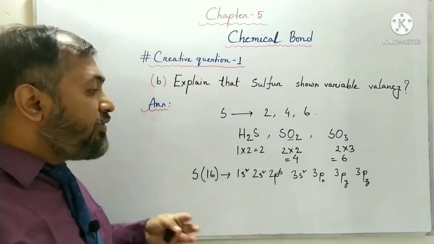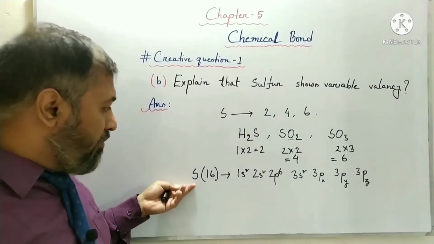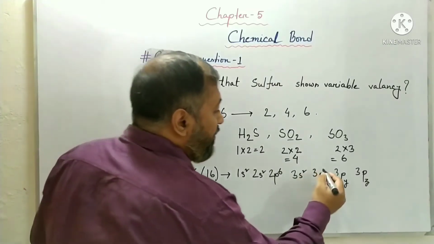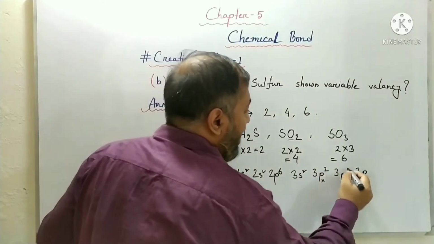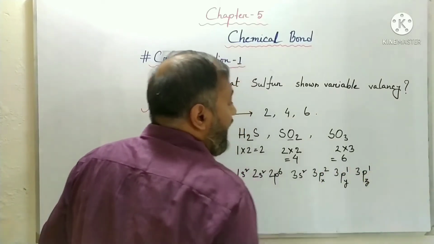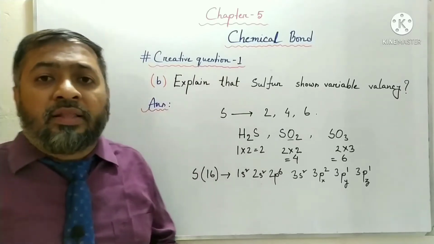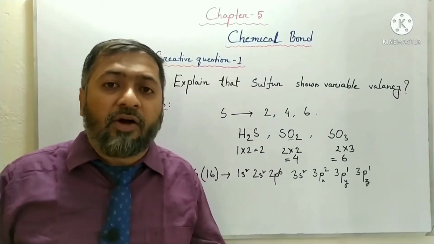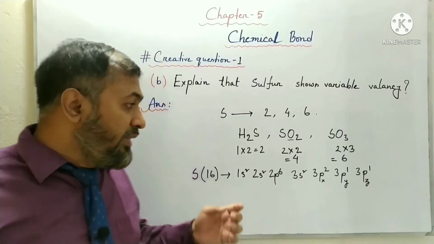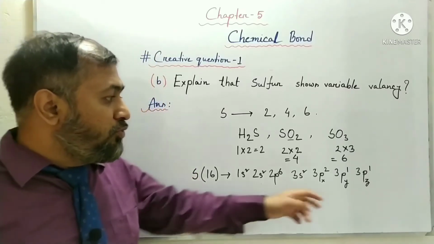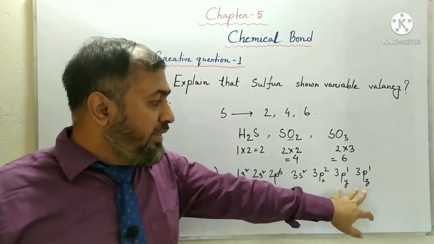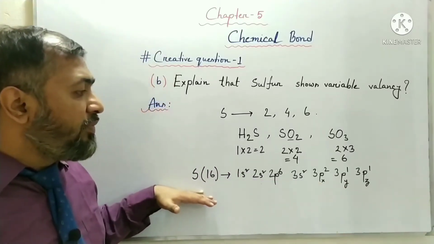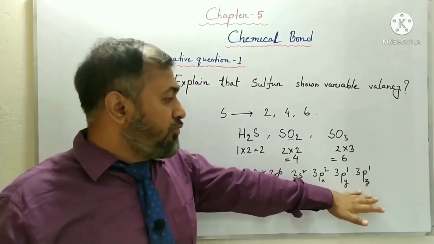So when the electrons are configured in the sulfur atom, the first p orbital has 2 electrons, and the other 2 orbitals have unpaired electrons, and the valency is determined by how many unpaired electrons are present in the outermost principal energy shell. So in this case, sulfur shows 2 unpaired electrons. So in this form, sulfur shows valency 2.